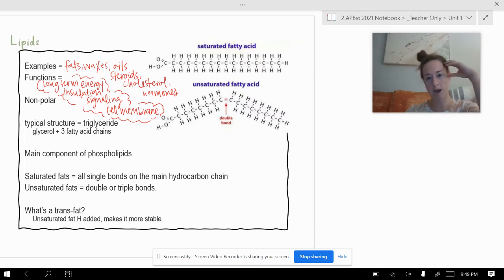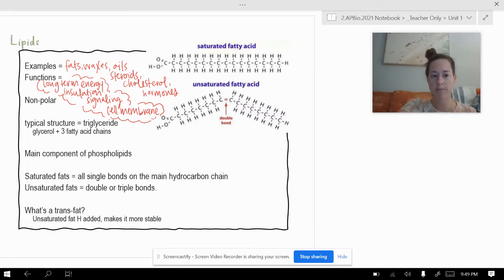Typically, we say that the monomer of lipids is a fatty acid. It's a little different than the other biomolecules, though, because it's not like a repeating chain of thousands of fatty acids the way that carbs was. It's going to be a glycerol and then 3 fatty acid chains. These 2 images here are showing 2 fatty acid chains and what they would look like. And I'll come back to that in a second.